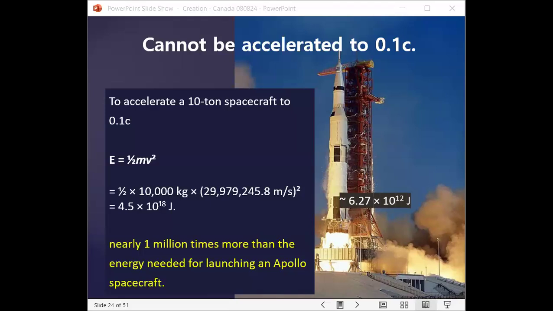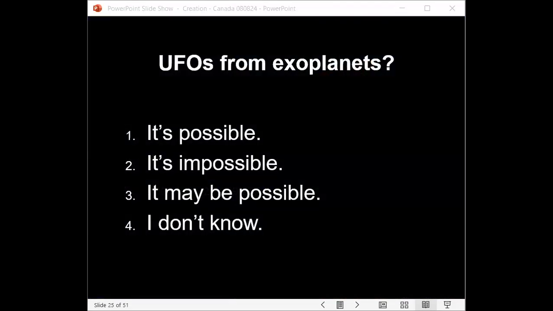Well, actually, if you want to incorporate all these sci-fi ideas, you can say anything. You can achieve anything. So that doesn't mean much. Okay, so based on what we have learned so far, please answer this question: are UFOs from other star systems? Show me your answer.